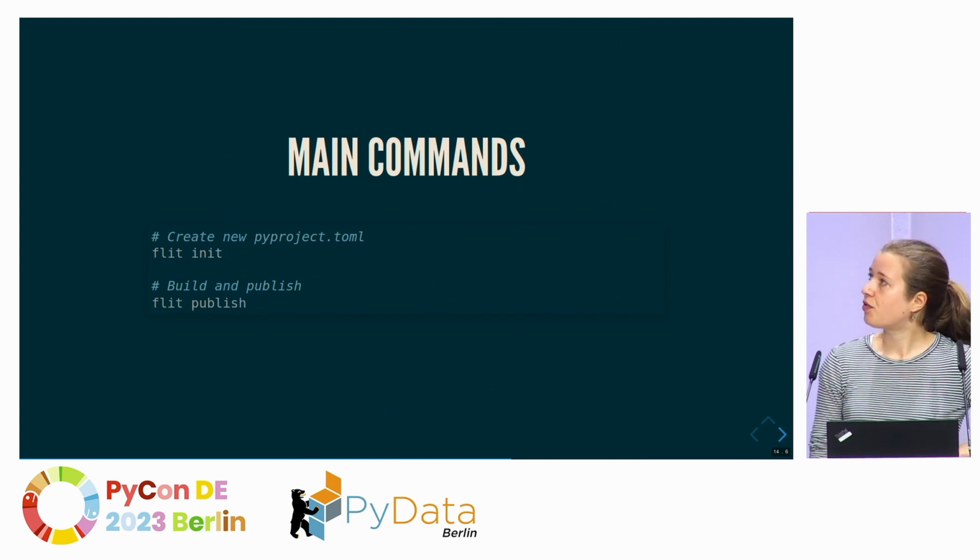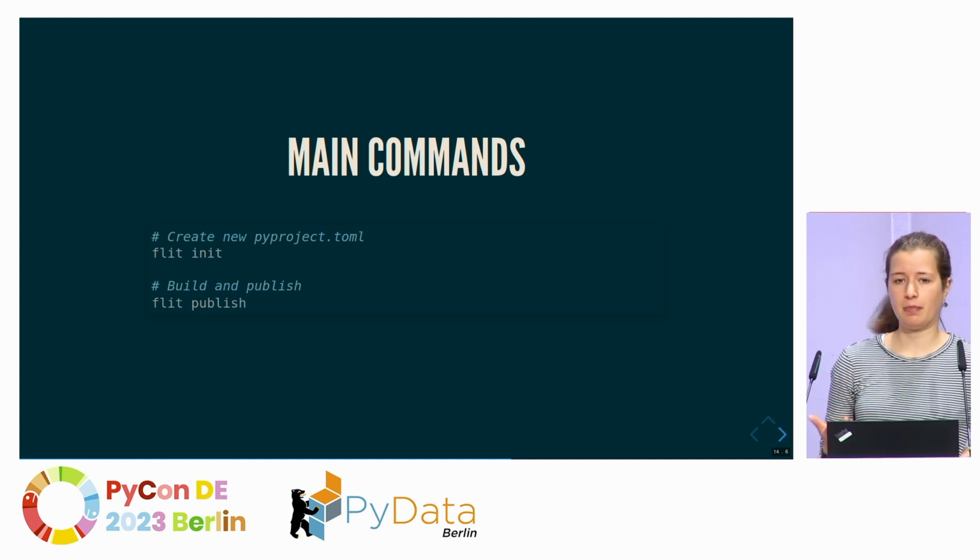So you can use flit init, which would create a new pyproject.toml file for you. And if you then want to build and publish your code, then you would use flit publish, which is doing both steps for you. And if you have dependencies, you would have to add them manually to pyproject.toml. So we will see now in a bit that there are some tools which have commands to do that.